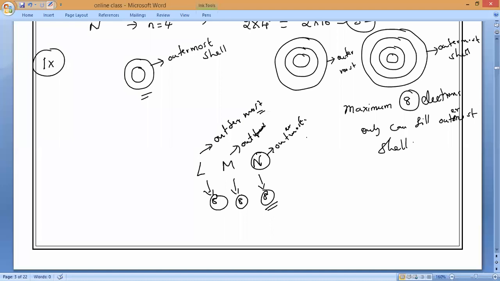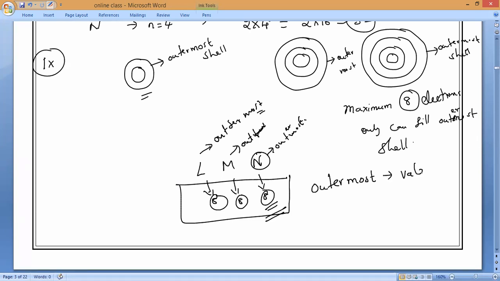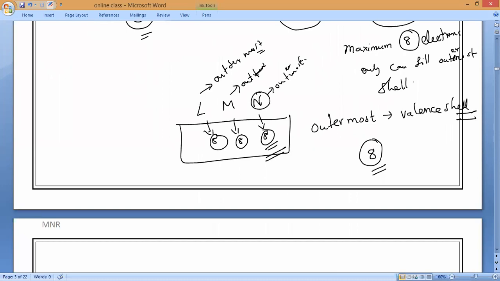So remember, for an atom of any element, the maximum number of electrons in its outermost cell. This outermost cell is what we call the valence cell. What cell is called? Valence. So how many electrons can we maximum accommodate? Everybody, 8 electrons. You have to remember it.